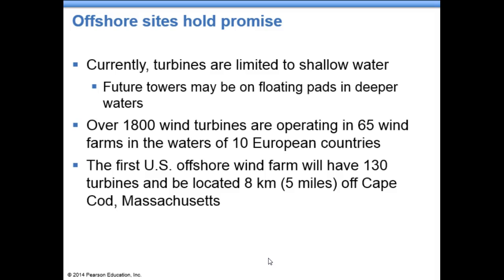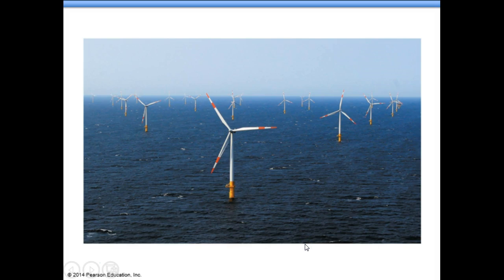Indeed, as of 2013, there are 8 offshore wind developments in the planning stages off of the northeast coast, and there is even one off of the Texas coast and Lake Erie. Okay, so this is what the offshore farms would look like.